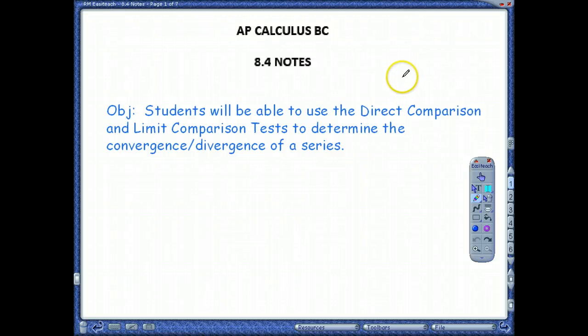Hello and welcome to 8.4. We're going to learn 2 additional tests to see if series converge or diverge. We are going to learn the direct comparison and the limit comparison test.